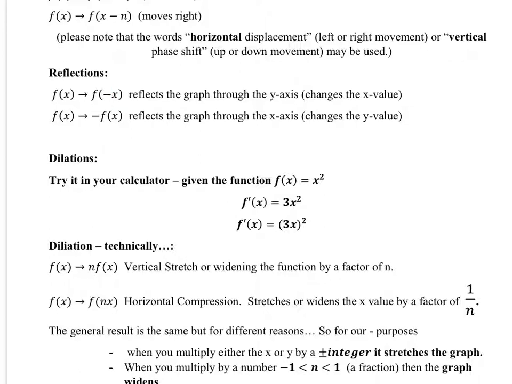But if we reflect the whole graph, if we put a negative, if we change the x, it reflects it through the y-axis. If we change the y, we put a negative on the y, it reflects it through the x-axis. Sorry, I was reading the wrong thing.